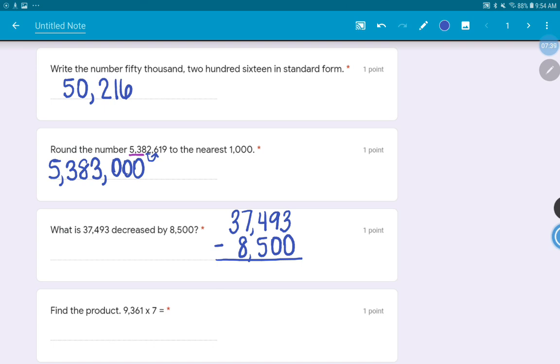Yeah. And you put the 8 under the 7, because in 37,493, the 7 is in the thousands place value, and the 8 is in the thousands place value in 8,500.